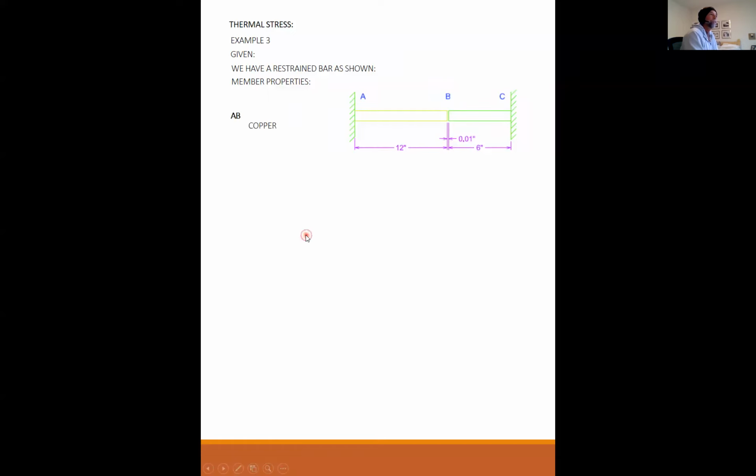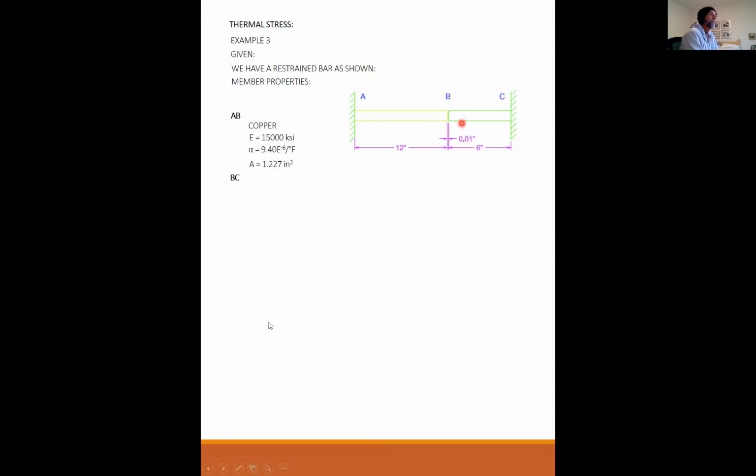The material from A to B is going to be copper. If I remember right, these values are not from the back of the book. I just invented them to change things up a little bit, so these are slightly different than what you would find in the back of the book. For this particular problem, we're going to say the copper has a Young's modulus of 15,000 KSI. Alpha is 9.4 e to the minus 6 per degree Fahrenheit. The area is 1.227 inches squared.